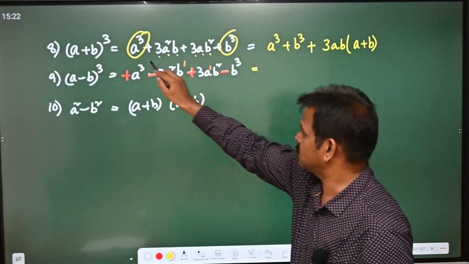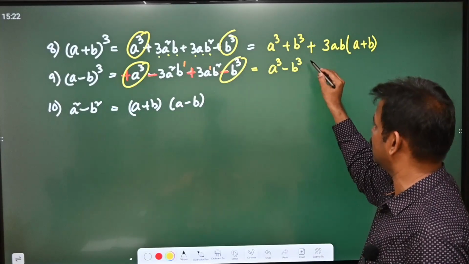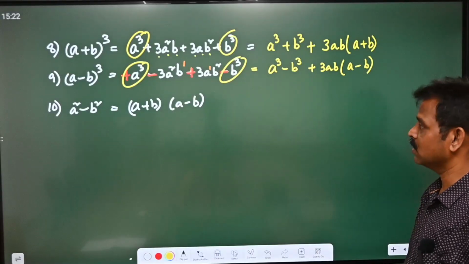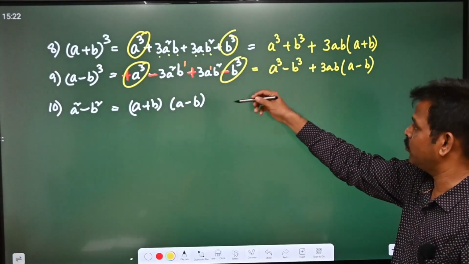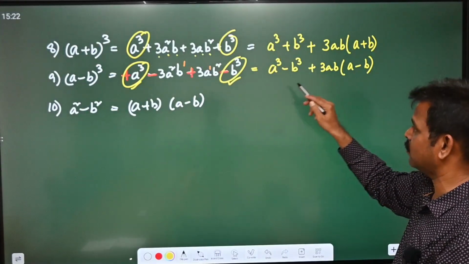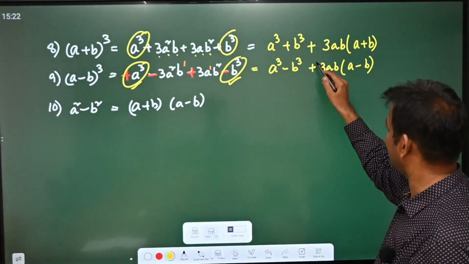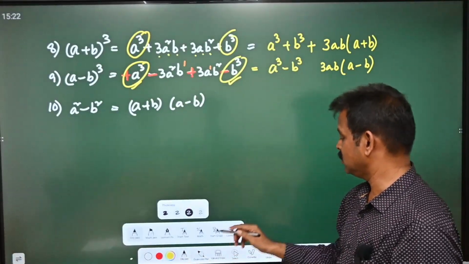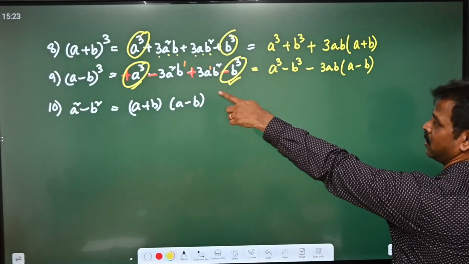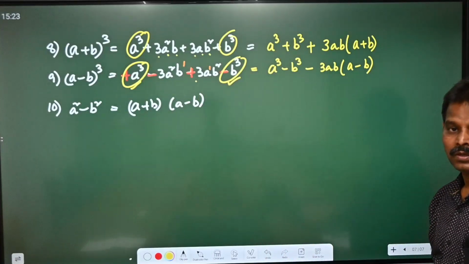Similarly here, first term and the last term with the symbols: a cube minus b cube plus 3ab into a minus b. So we will check it once. A cube is okay, b cube is okay, plus 3ab into a, this will become 3a square b, but this is minus 3ab square. So that's why we have to replace this symbol with minus here. Then we will check it. A cube, b cube already exists there. A cube minus b cube minus 3a square b, minus of minus will become plus.